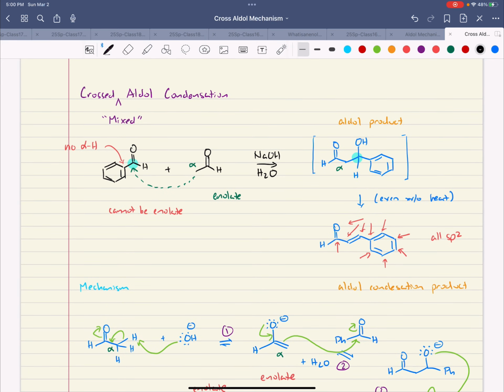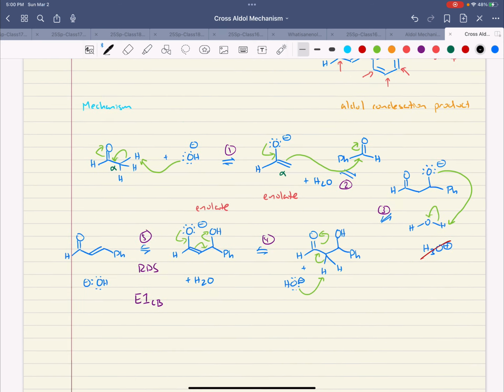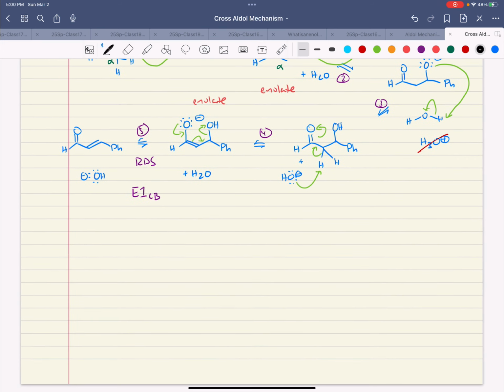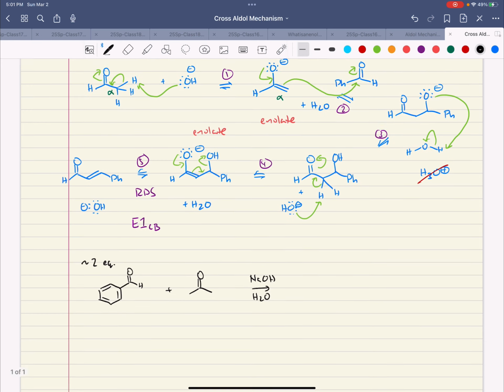Now, I want to challenge you, and what would happen if I did this? Same benzaldehyde, but different enolate, or different molecule to be the enolate. And let me tell you one more thing. I'm going to have around 2 equivalents of the benzaldehyde. What do you think will happen there?